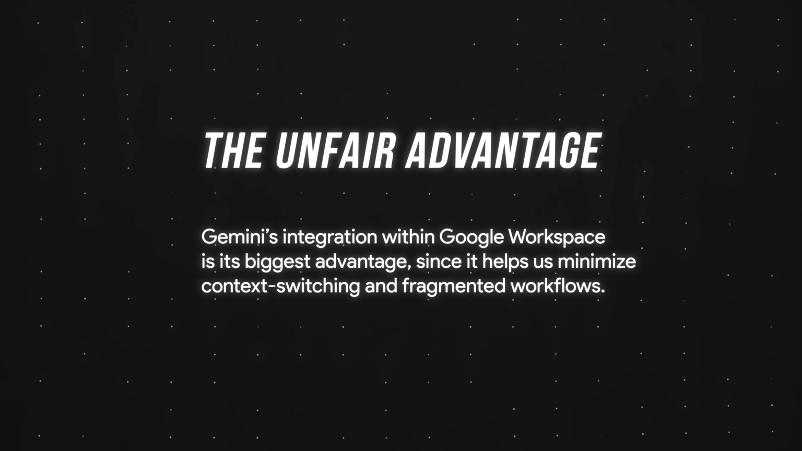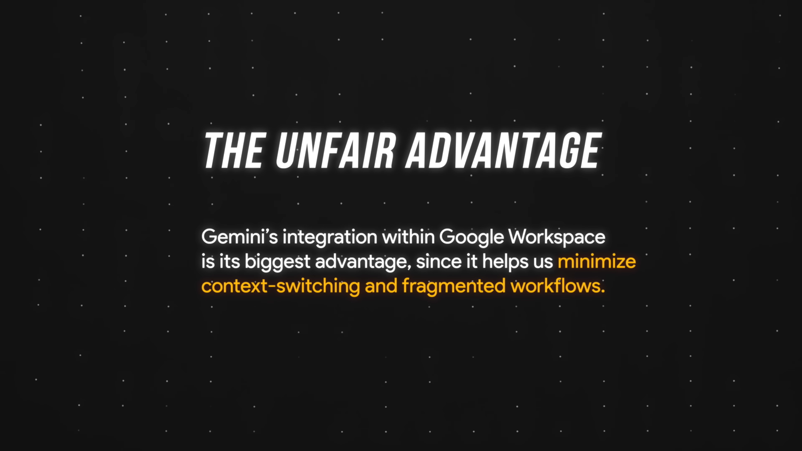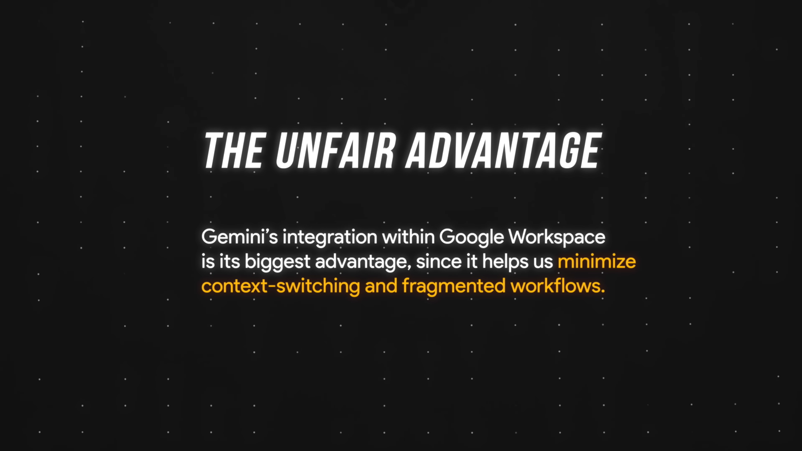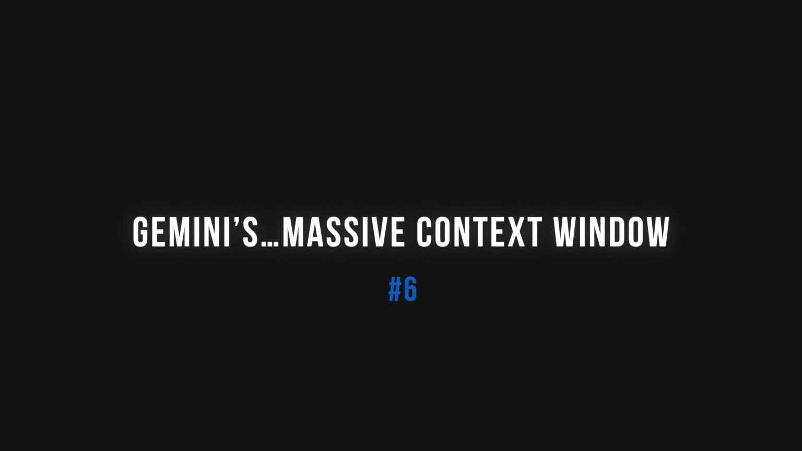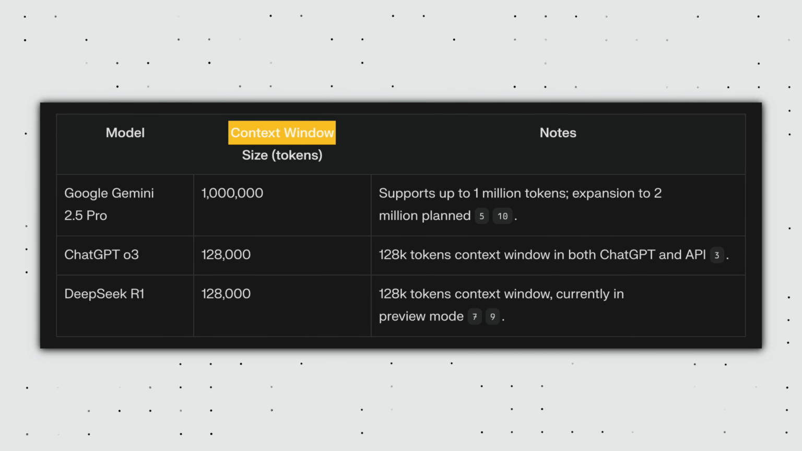To quickly recap, Gemini's integration within Google Workspace is its biggest advantage, since it helps us minimize context switching and fragmented workflows. Speaking of unfair advantages, many of you might have heard about Gemini's massive context window. But what exactly does that mean?